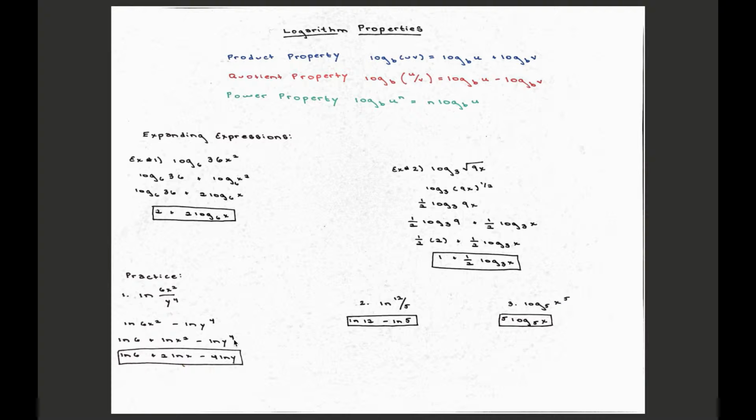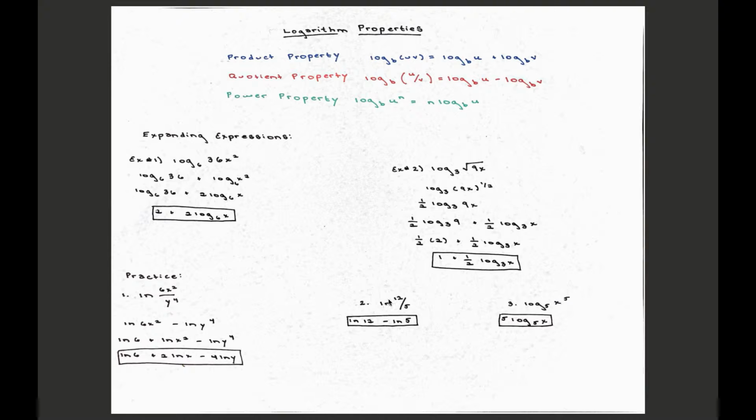Now I can use my power property. I'm going to leave this ln of 6. I'm not going to simplify this because I don't know e to the what is 6. It's not going to be a whole number. So I'm going to leave it as ln of 6 plus, I'm going to move the 2 in front using my power property, 2 ln of x, minus, I'm going to bring the 4 out, 4 ln of y. So that's my expanded answer.